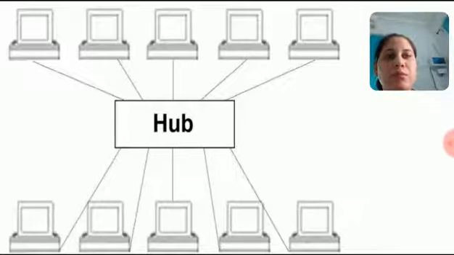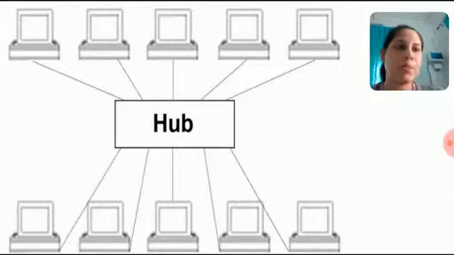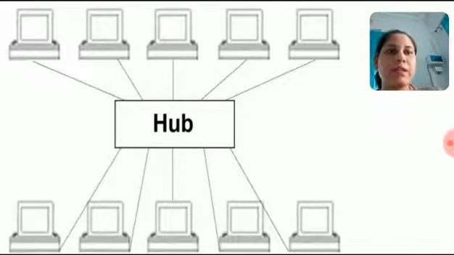In the same way, a hub is a very simple device, a dumb device. It's not an intelligent device. It does not know where to send the data, so it will just broadcast to every other computer attached to it.